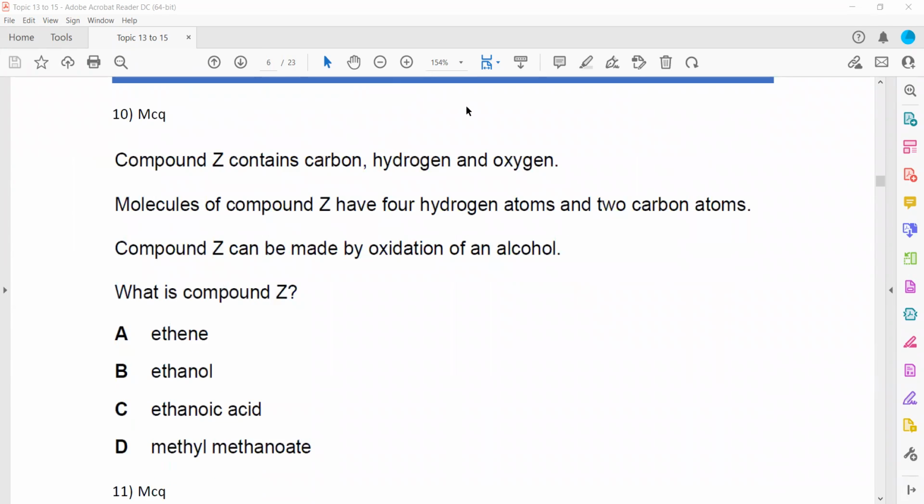Compound Z contains carbon, hydrogen, and oxygen. A molecule of compound Z has 4 hydrogen atoms and 2 carbon atoms, and compound Z is made by oxidation of alcohol. So this gives you an idea. Whenever alcohols are oxidized, what will they form? They will form carboxylic acid. So which one is a carboxylic acid in the options? Only option C is a carboxylic acid. That's why C is the correct answer. So oxidation of alcohol leads to the formation of a carboxylic acid. And which carboxylic acid? Because 2 carbons are there, it will be ethanoic acid.